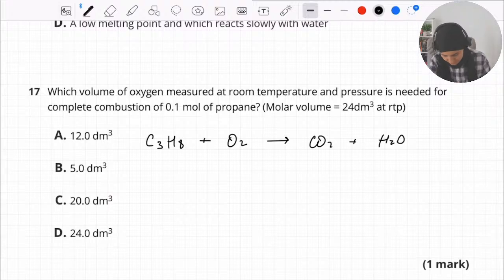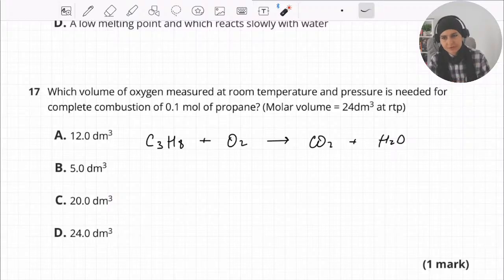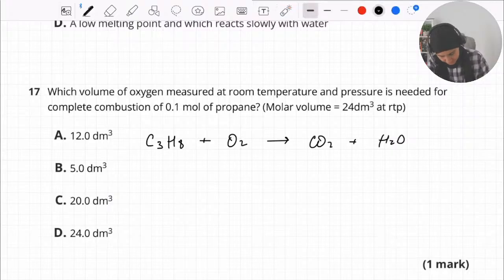But what do they ask? Yeah, they ask the volume of oxygen, which means that we have to fully balance it. But normally, if they ask, for example, for the volume of CO2, then you don't have to balance the whole thing. You just need the ratio of C3H8 to CO2. But here I do have to balance properly. So, okay, the combustion reactions we balance in order of C, H, O.